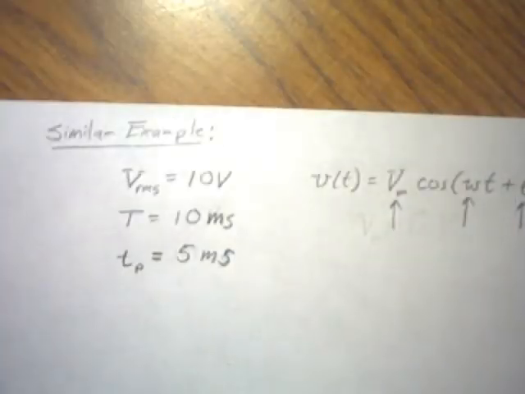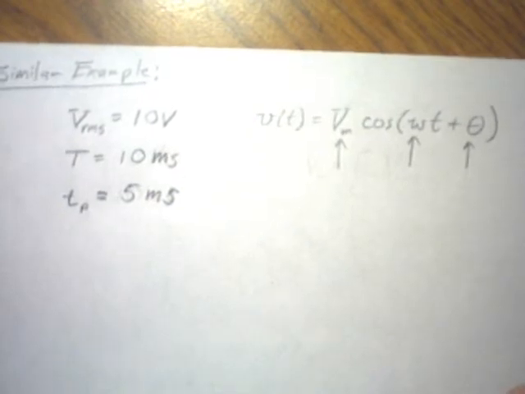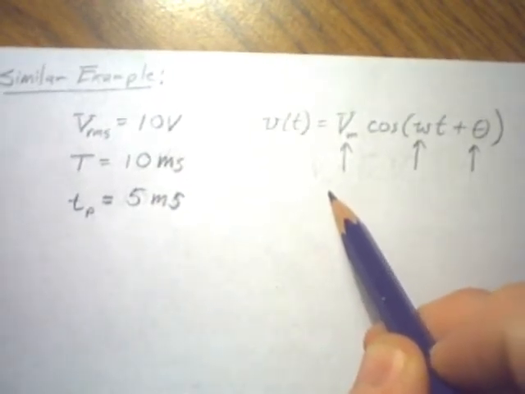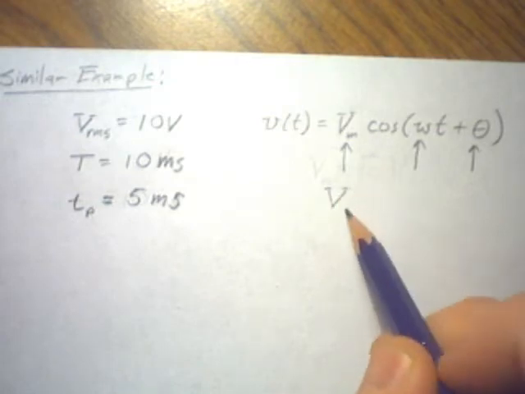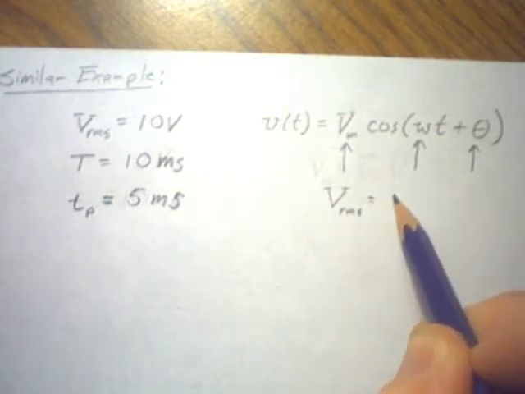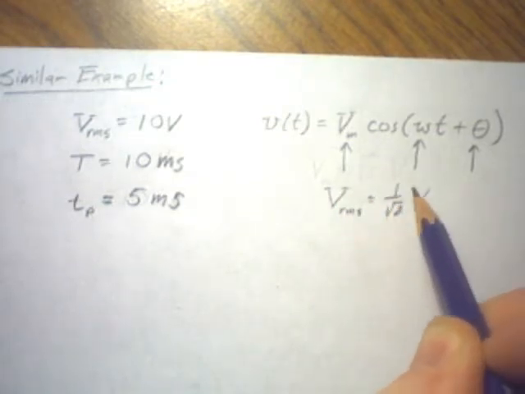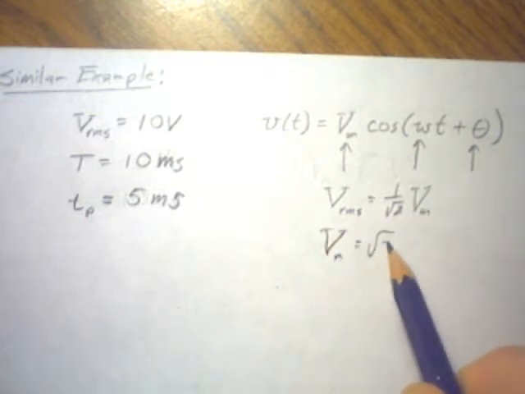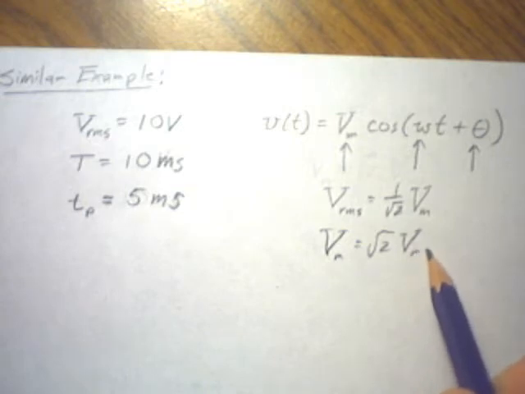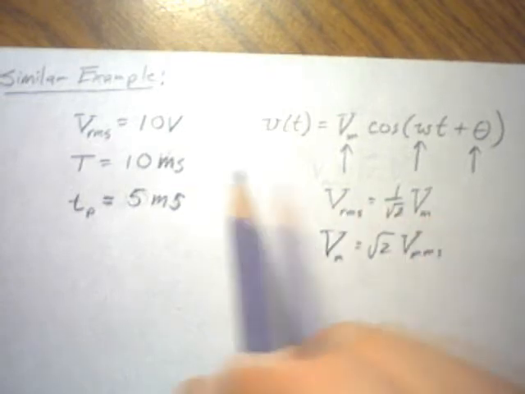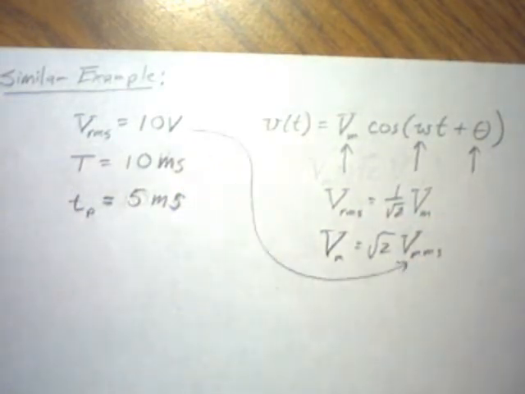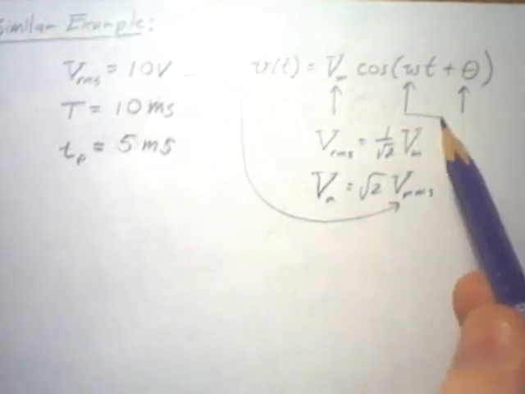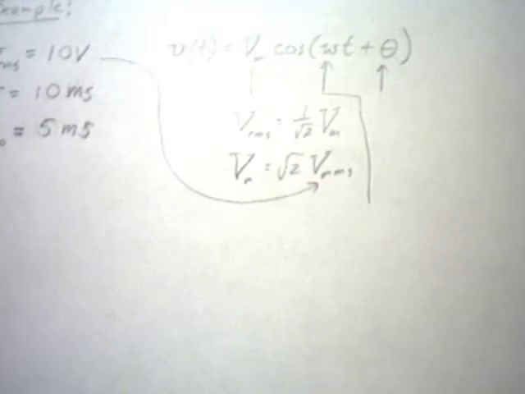Alright, back over here to the example I gave you, and it's similar to those, and for this one you can say that the RMS value is equal to 1 over the square root of 2 times Vm, so that if you're looking for Vm, it's simply the square root of 2 times the RMS value. That's how you would do that one. And to find the omega, that was the next thing we need to do.